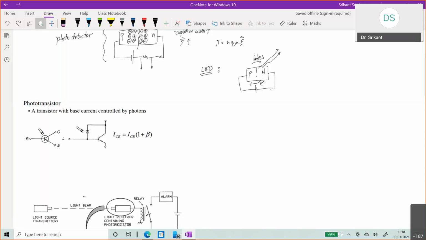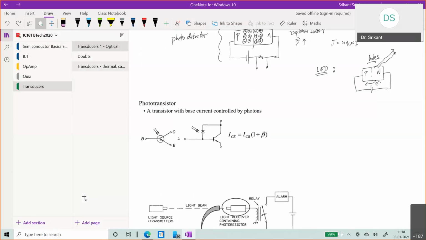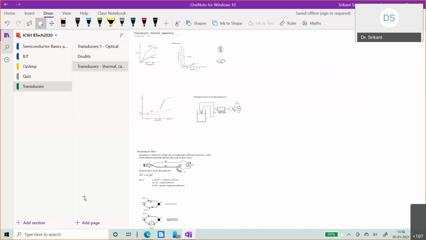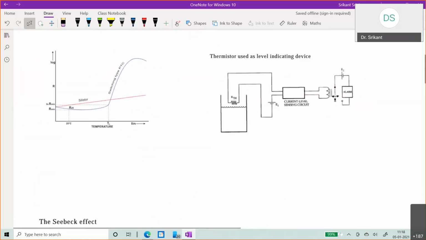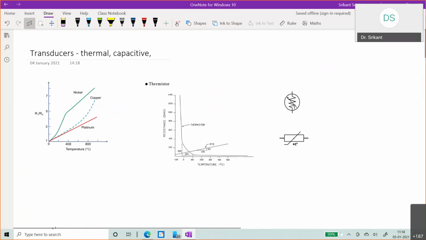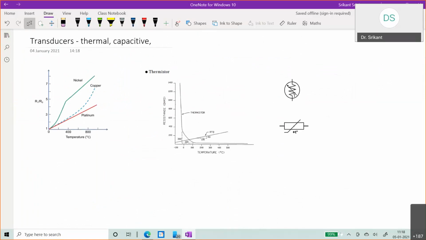So in today's class, then what I'll do is I'll just briefly talk about the other set of transducers, which are thermal. And this will be a very general discussion. There is not much theory or detail to get into. Just an overview of how thermal transducers are working. So just like we said that light is one source of generating energy, heat is also a source of generating carriers. Light is an energy source which generates carriers. Heat is also an energy source which generates carriers.